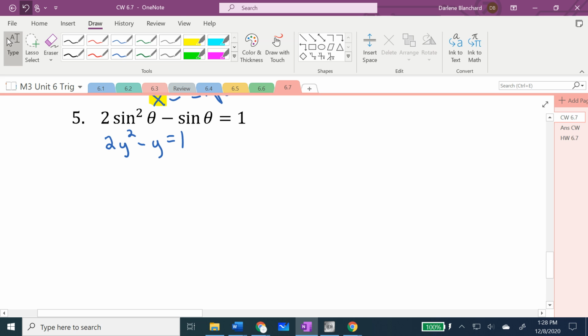Yes, make one side equal to 0. I'm going to subtract 1. And now I can factor.